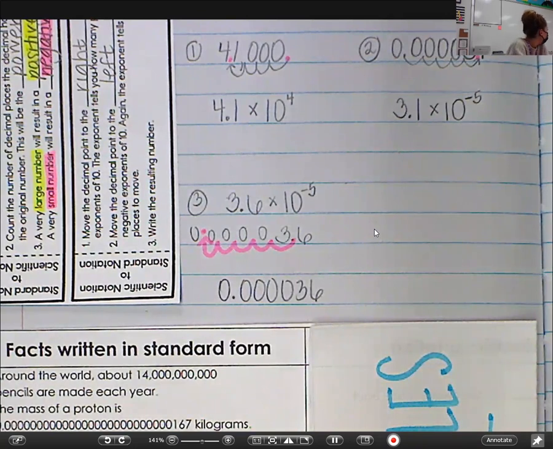If I move that 5 spaces to the right, what would that become? 360,000? That's a big number. That's not what I want. I want the small one. Number 4.